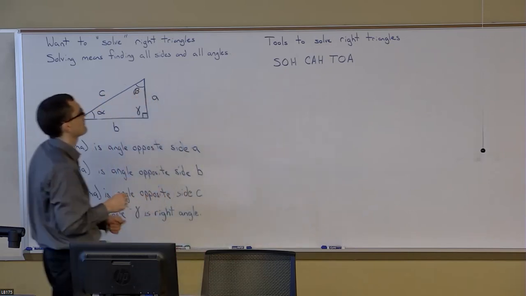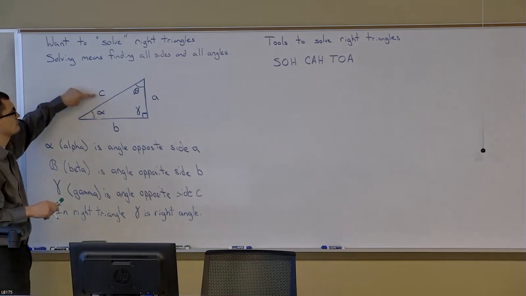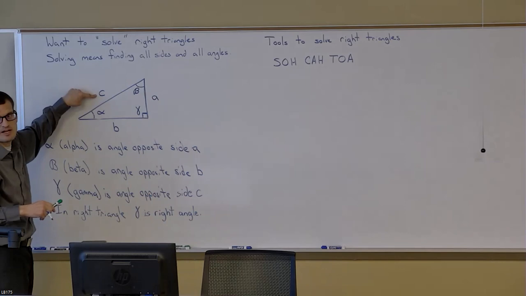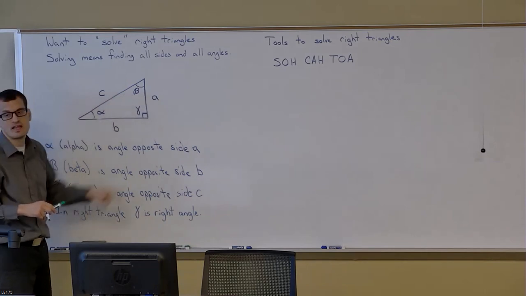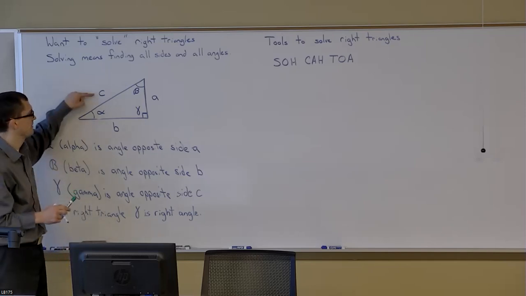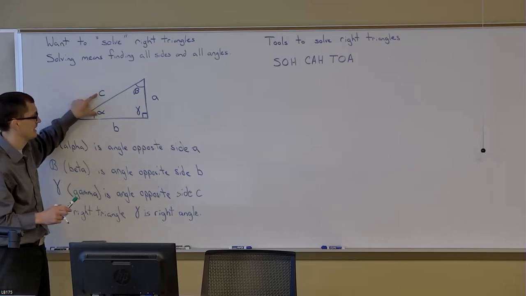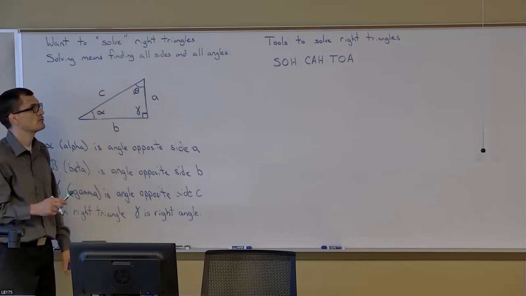If I know, let's say, the measurement of alpha, and I know C, that's the hypotenuse, then I can use SOHCAHTOA to find A and B. Did I get that? So I can use that relationship. If I know a measurement and an angle, then I can use SOHCAHTOA to find the other measurements. So that's one thing we're going to use.